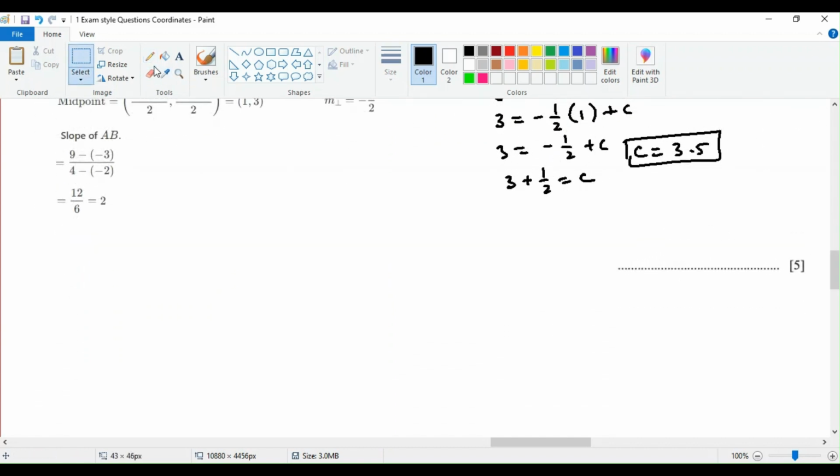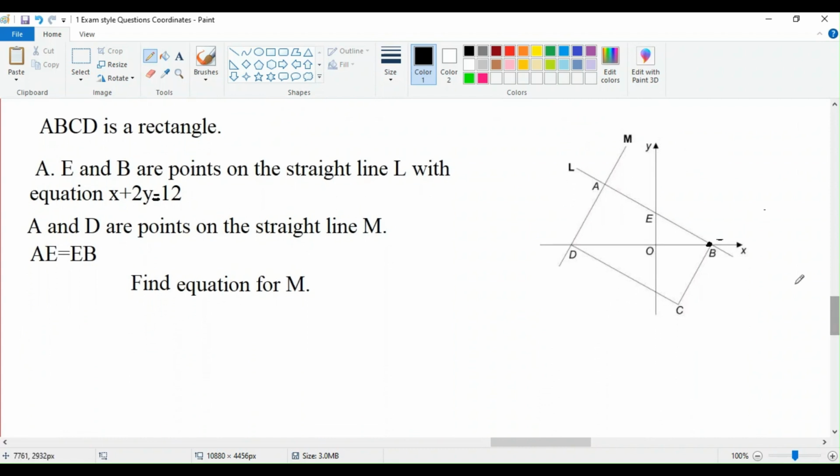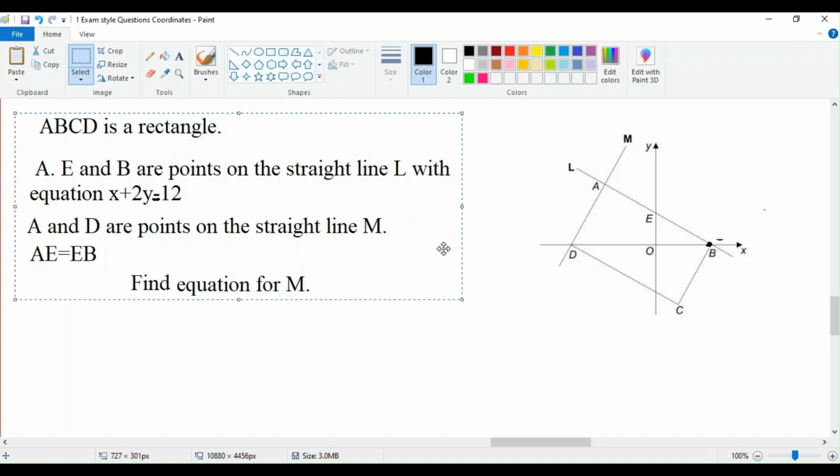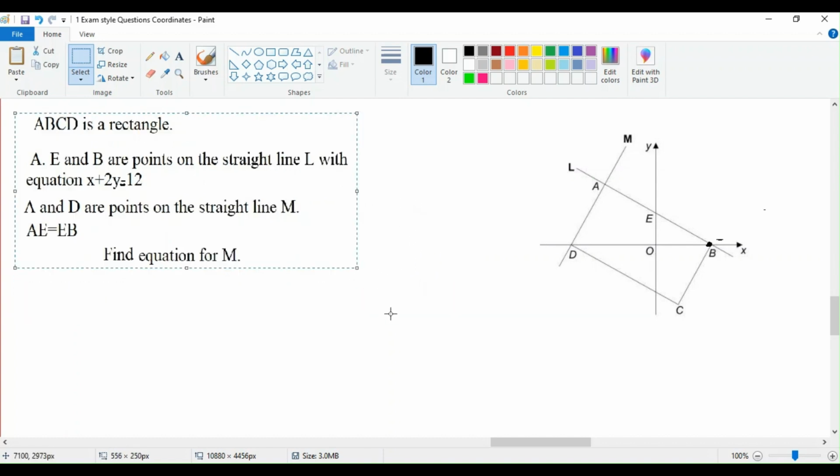Now moving on to the last question. It is a bit tricky, more understanding is required in this, and a bit of calculation. Here it says A, E, B are points on a straight line L with equation x plus 2y equals 12. A and D are points on a straight line M. AE and EB are equal. Find the equation for line M. This is line M we are talking about, and this is line L which is drawn here.